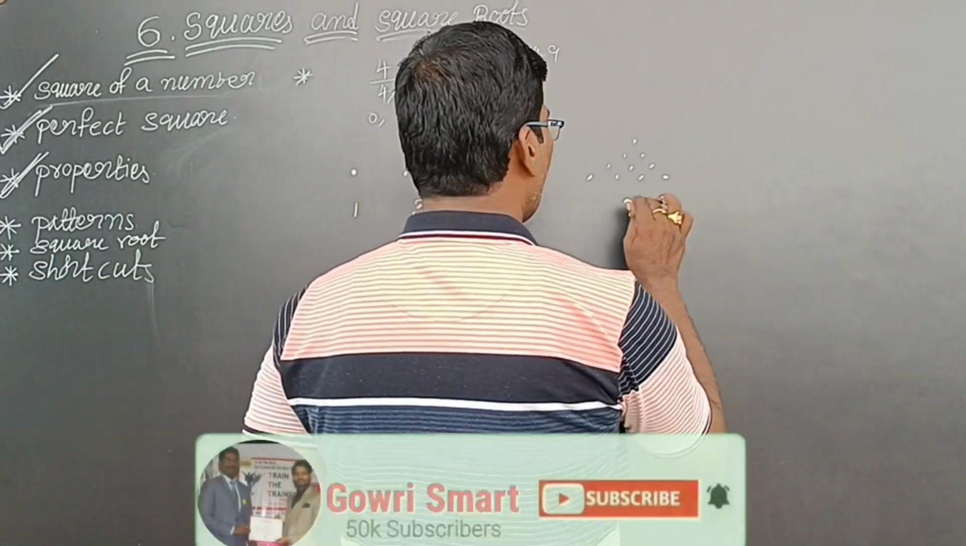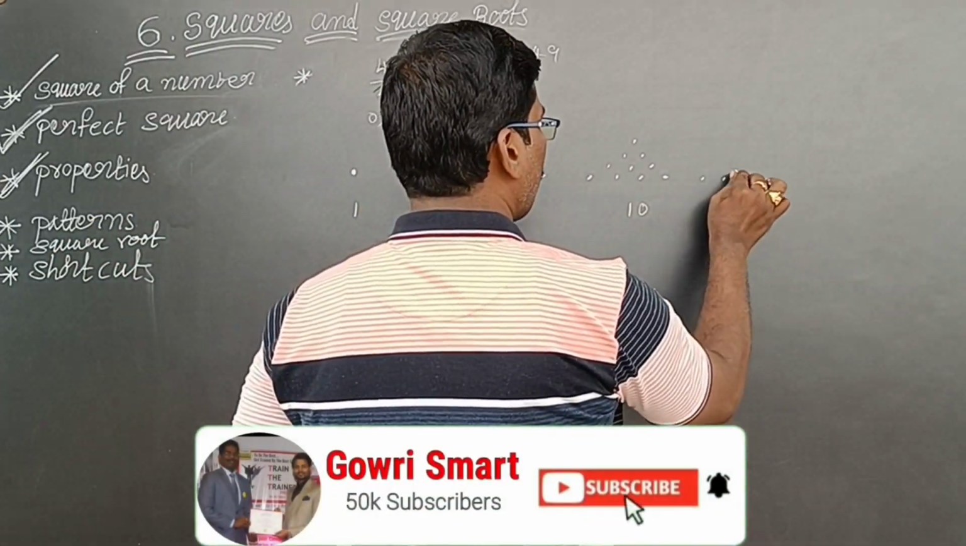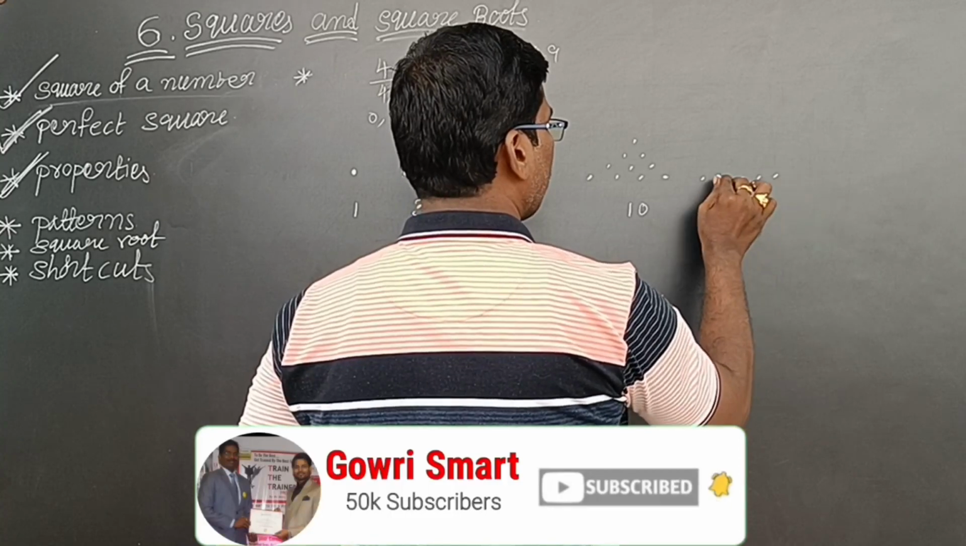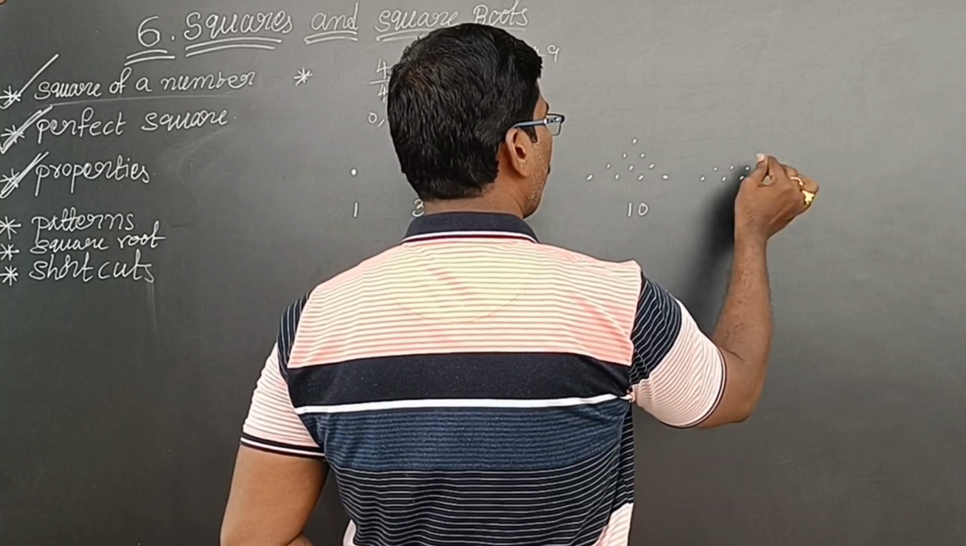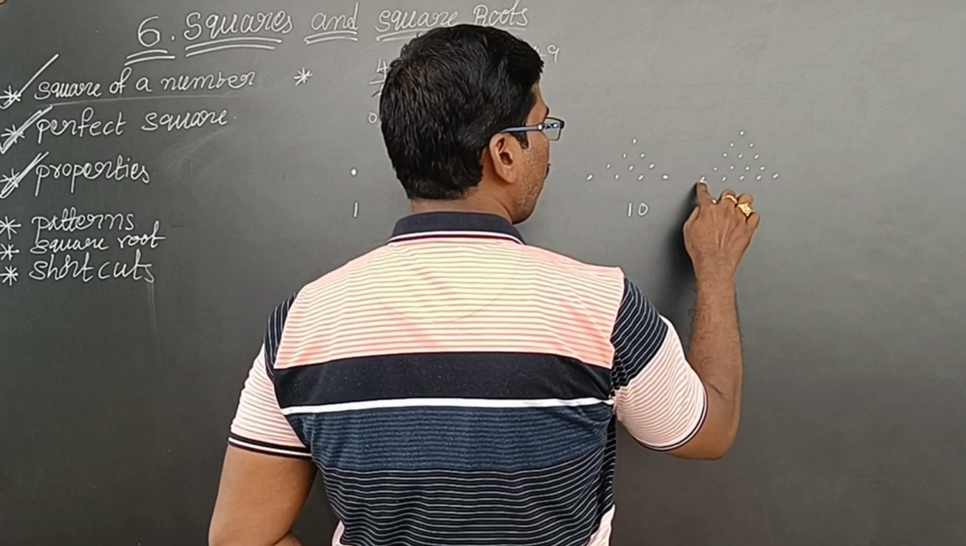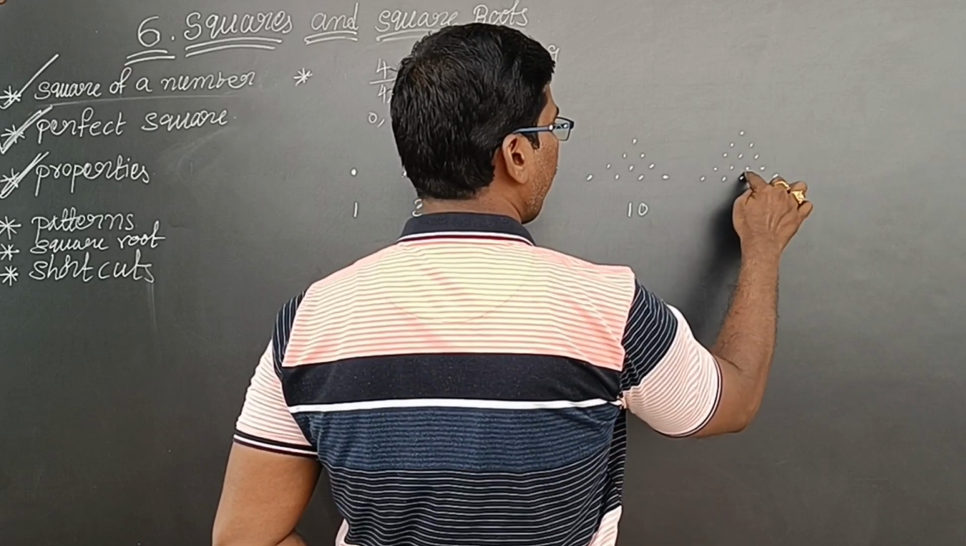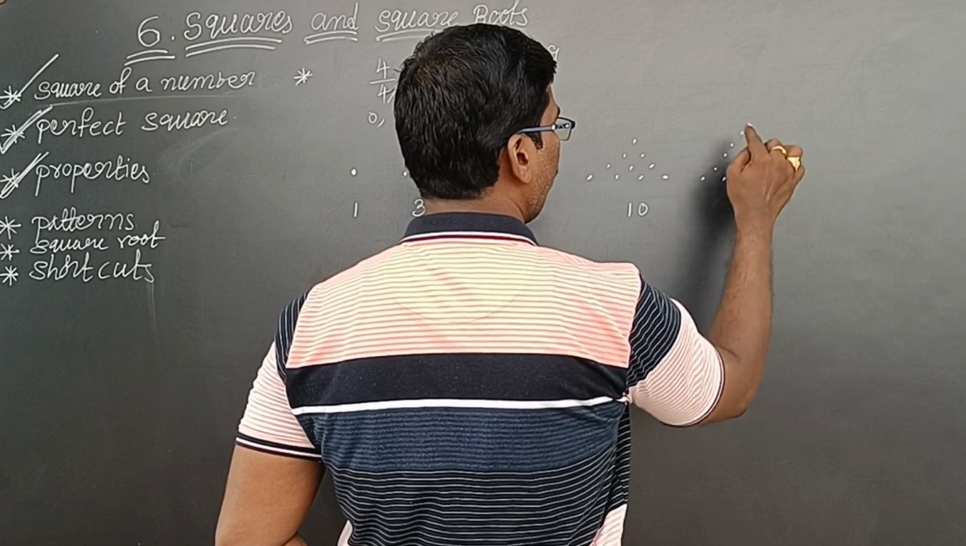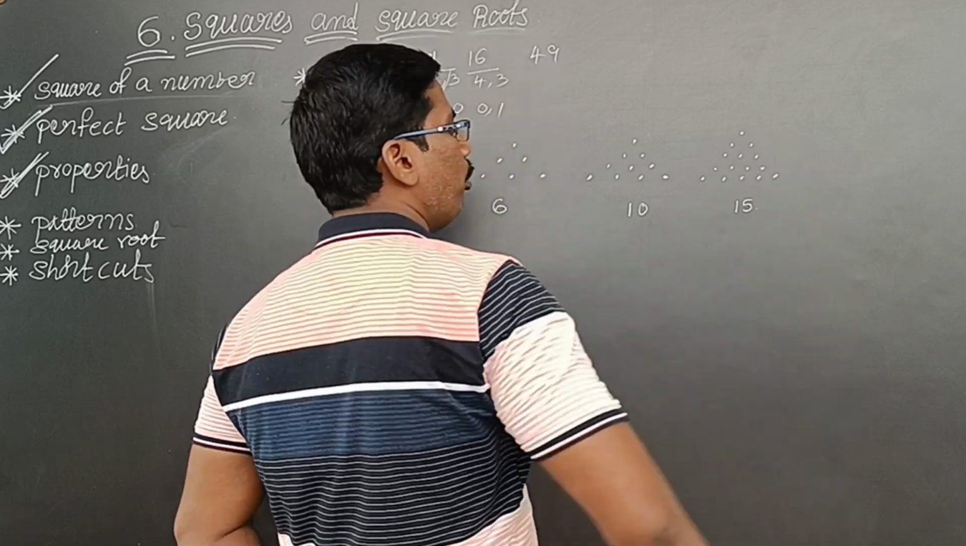Next, I will take 5. So 1, 2, 3, 4, 5, then 1, 2, 3, 4, then 1, 2, 3, then 1, 2, 1. So I am getting 1, 2, 3, 4, 5, 6, 7, 8, 9, 10, 11, 12, 13, 14, 15. So 15 is my triangular number.